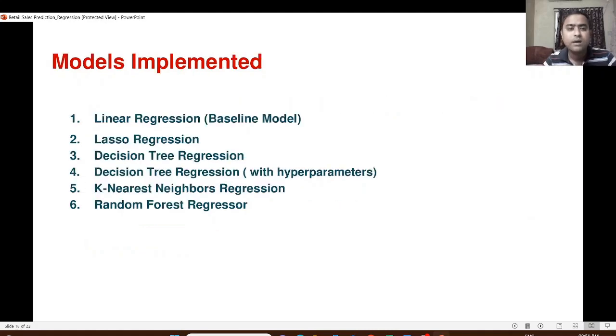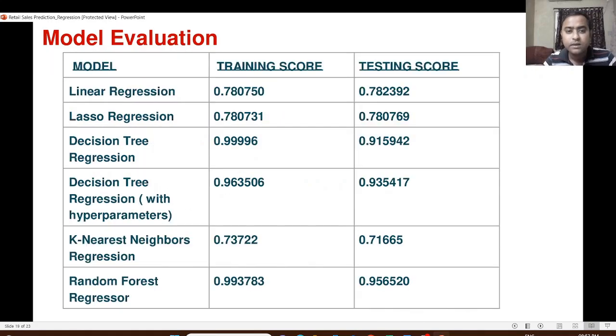Here are the models implemented. Number 1, linear regression baseline model. Number 2, lasso regression. Number 3, decision tree regression. Number 4, decision tree regression with hyperparameters. Number 5, k nearest neighbors regression. And number 6 is random forest regression. The next is model evaluation.